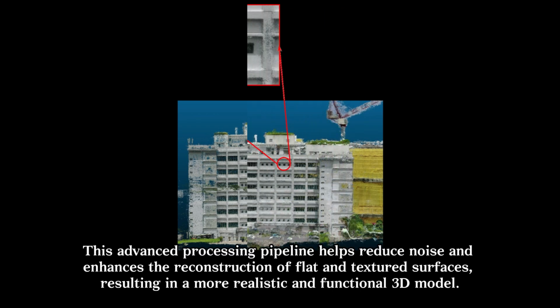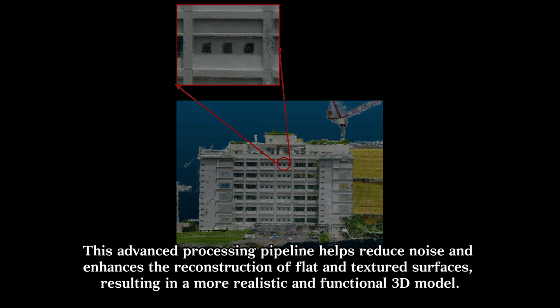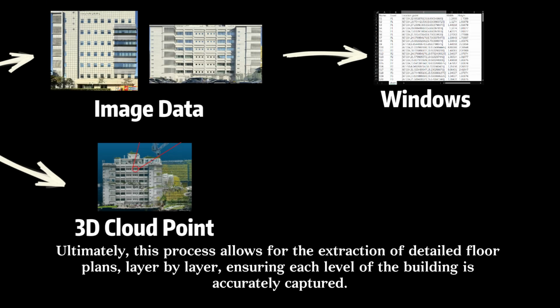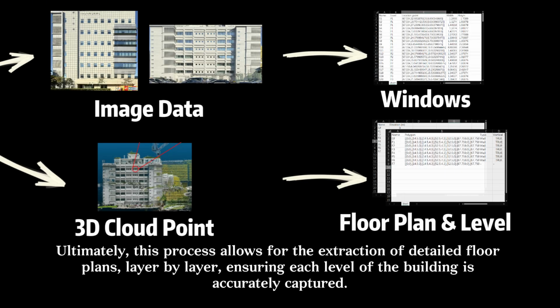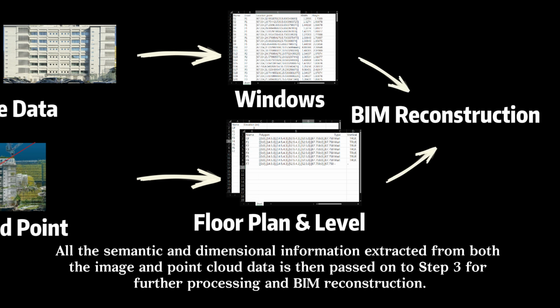This advanced processing pipeline helps reduce noise and enhances the reconstruction of flat and textured surfaces, resulting in a more realistic and functional 3D model. Ultimately, this process allows for the extraction of detailed floor plans, layer by layer, ensuring each level of the building is accurately captured. All the semantic and dimensional information extracted from both the image and point cloud data is then passed on to step 3 for further processing and BIM reconstruction.